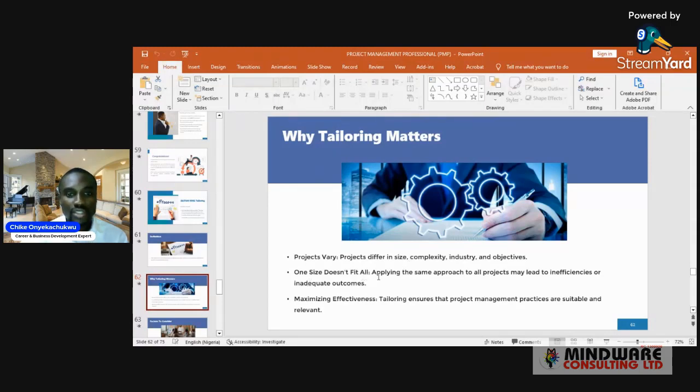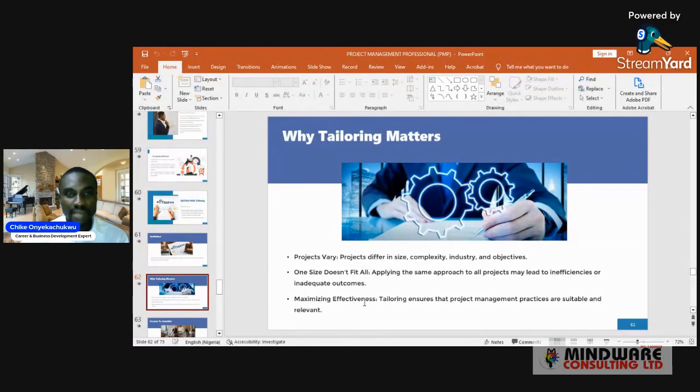One size does not fit all. Applying the same approach to all projects may lead to inefficiencies and inadequacies. So that is the essence of tailoring. You don't just use the same process or the same methodology for all your projects. You don't use the same approach. Okay, so you have to tailor the approaches you use for the various types of projects you'll be involved in, so as to get that intended result. If you don't do that, you have inefficiencies and inadequacies at the end of the day.